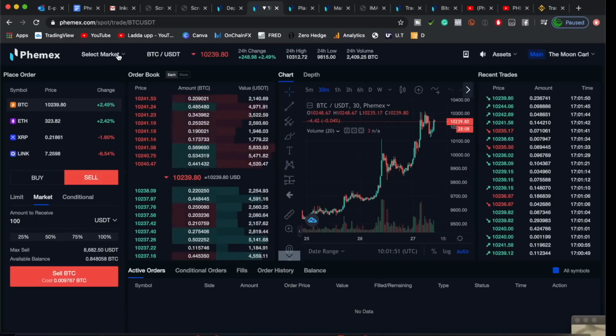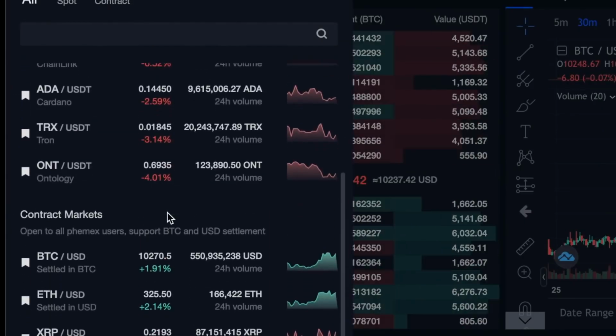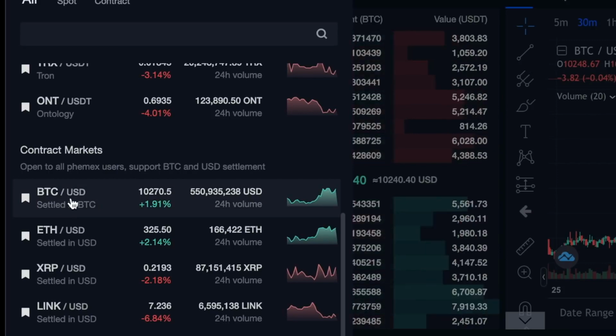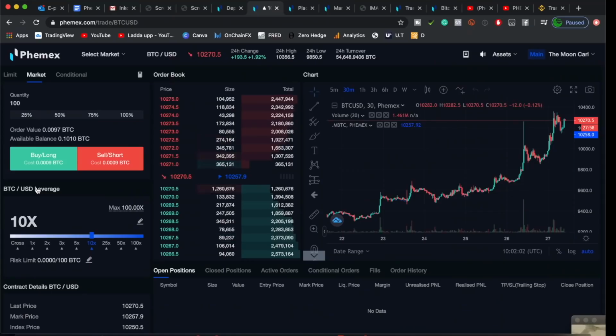Now, let's go from spot trading into derivatives trading down here at contract markets. So let's say we want to trade Bitcoin now. Let's click right there. That will take us to this screen. Very similar. You have the chart over here. You have the order book right there. And here is where the magic happens. You can buy long or you can sell short Bitcoin here on leverage.